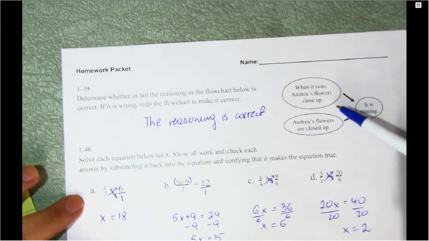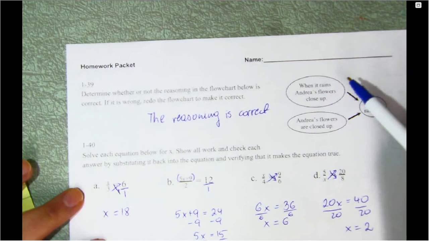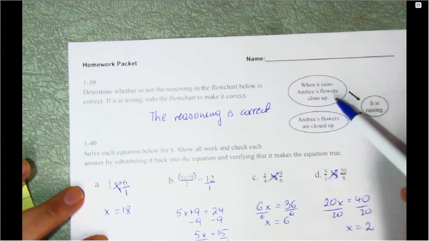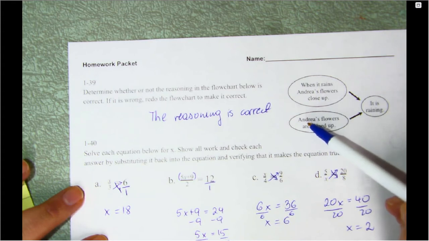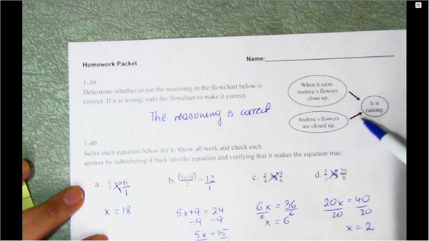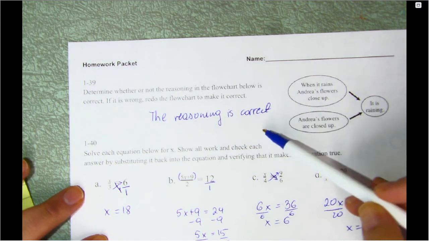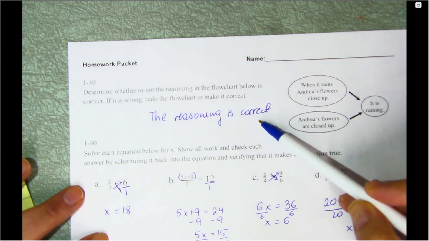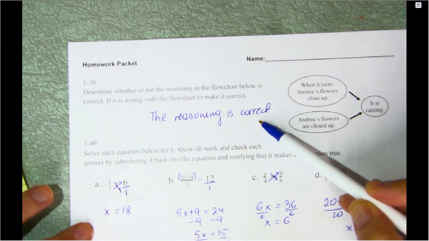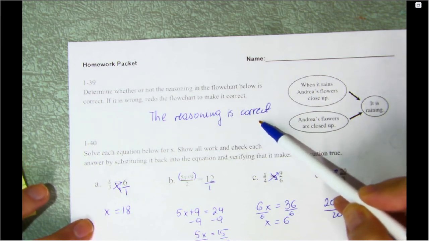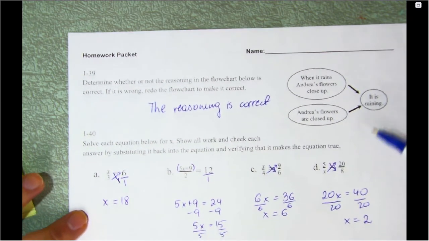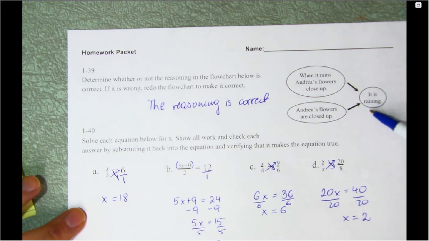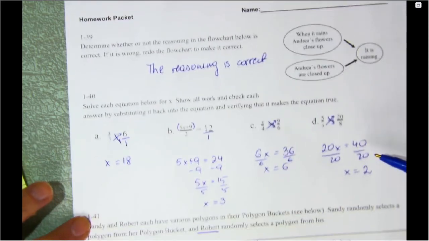Okay, and now the back of it is asking you for reasoning. So when it rains, Andrea's flowers close up. And then they're telling me Andrea's flowers are closed up. What does that mean? It means it's raining. So they're saying the reasoning is correct. I could argue a little bit because it might be nighttime when the flowers also close, but they didn't include that. So from those two pieces of information, reasoning is correct.